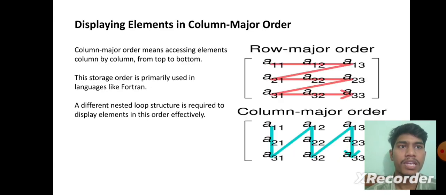Displaying elements in column major order. Column major order means accessing elements column by column from top to bottom. This storage order is specifically used in languages like Fortran. A different nested loop structure is required to display elements in this order effectively. Moving to next slide.